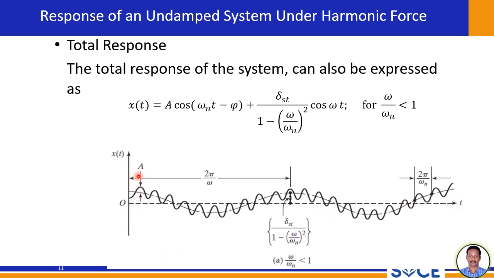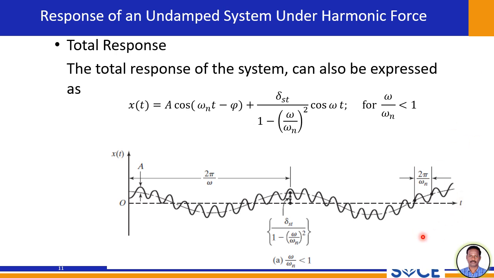The graph shows a combination of two sinusoidal waves. The higher frequency wave represents forced vibration with frequency omega. Its amplitude is given by this form and it is indicated in the graph. The lower frequency wave represents natural vibration with frequency omega n, and its amplitude is A. The total response of the system is the sum of these two waves, resulting in a complex waveform that shows the combined effect of the natural and forced vibrations.